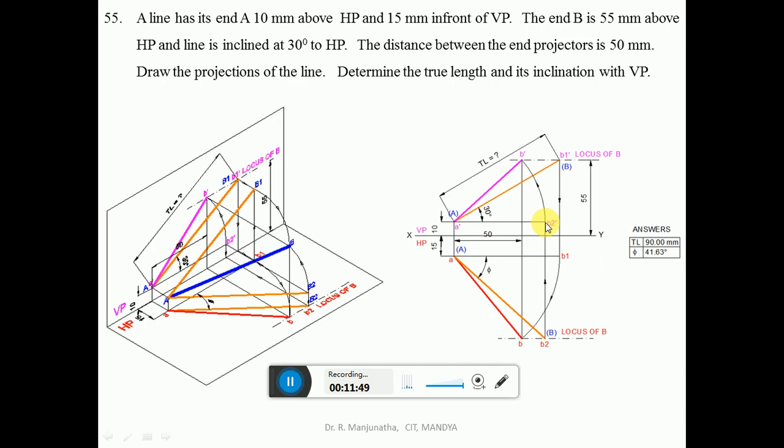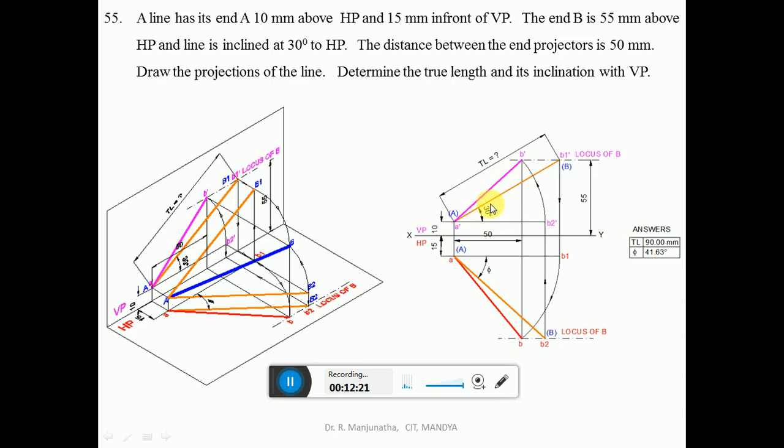Naturally, from B2 dash you project this line to the locus of B which you already obtained, so that you cut this point here. Mark this point as B2. Then since this is parallel to HP, you are getting the true length here. Join A and B2 with a line a little bit darker than the projector line. Since this line is parallel to HP, you are getting this true length. So you mark this as capital A and capital B. Find out the true length and inclination with respect to VP.